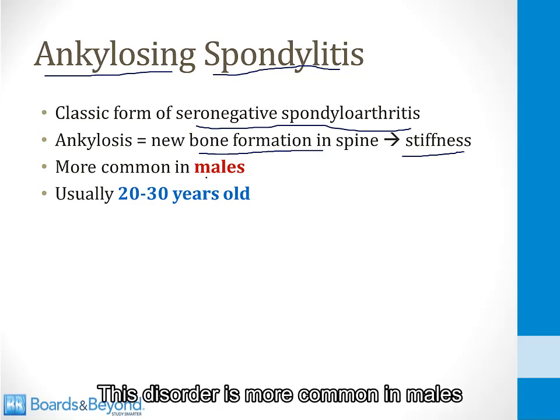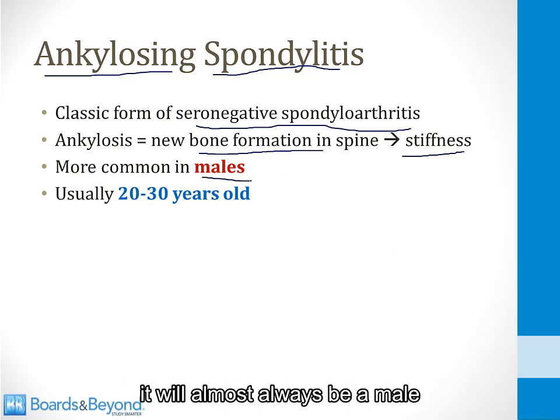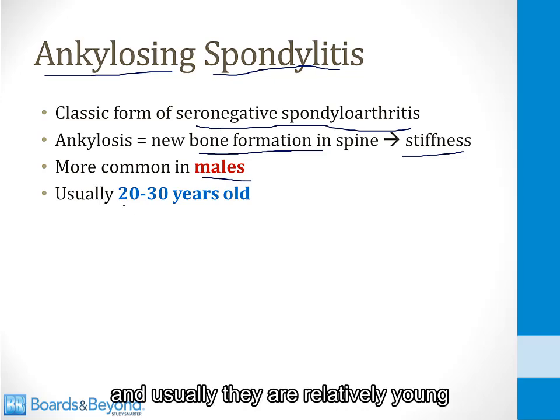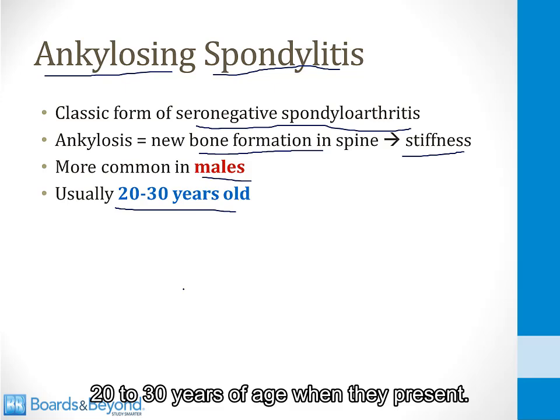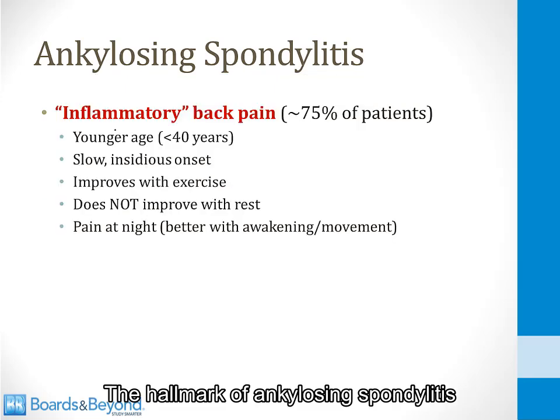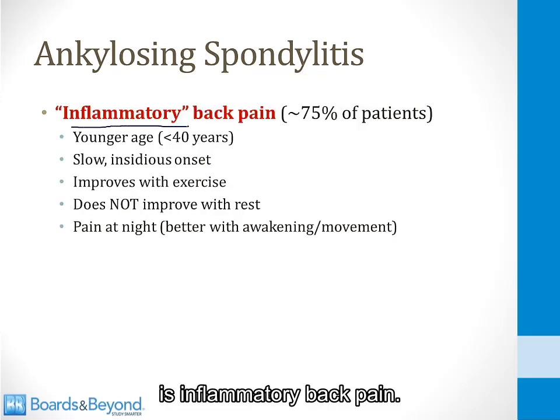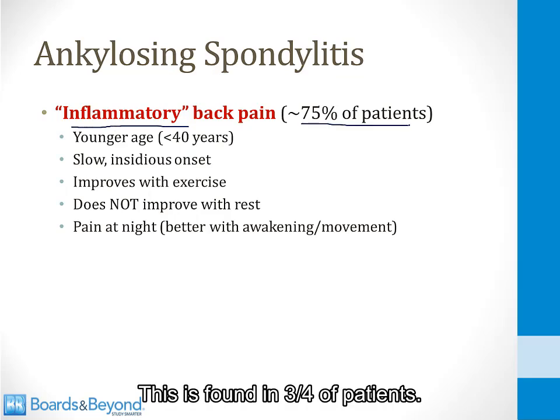This disorder is more common in males. In a board question, it will almost always be a male, and usually they are relatively young, 20 to 30 years of age when they present. The hallmark of ankylosing spondylitis is inflammatory back pain. This is found in 3/4 of patients.